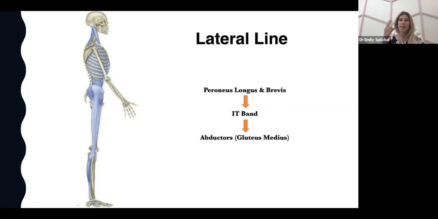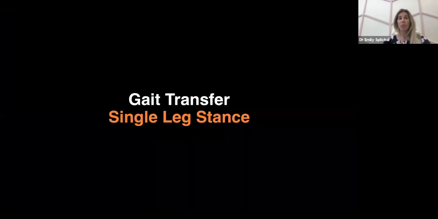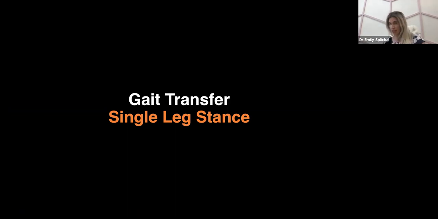Now your lateral line is going to be the next second fascial line that connects to your feet. This is going to be formed by your peroneals, which run along the side of your foot through your IT band into your abductors. And the purpose of your IT band is to stabilize your knee in a single leg stance. So single leg stability, lateral line, pelvic, lateral ankle stabilization. So the timing of activation of the lateral line is obviously going to be extremely important for dynamic athletic movement. Now that transfer is based off of a single leg stance.